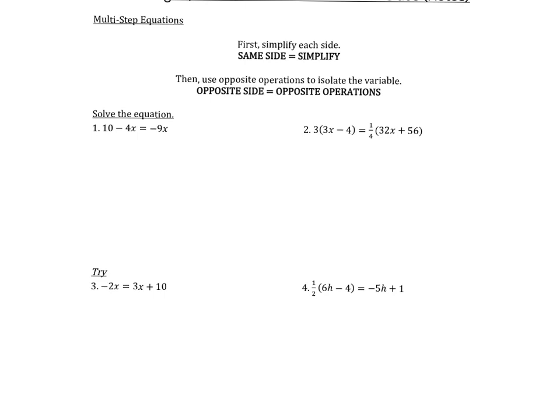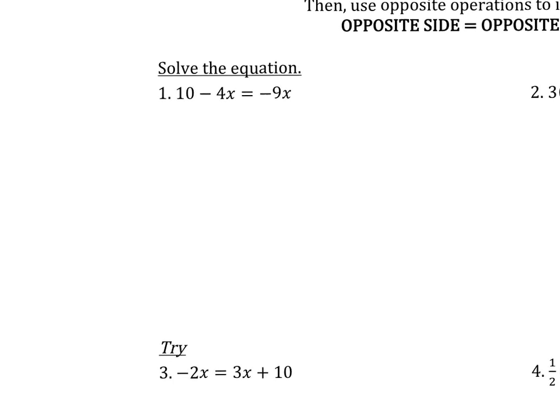We have to pay attention because we're going to be moving variables around, we're going to be moving numbers around, and we have to pay attention. Are they on the same side of the equal sign and we just need to simplify? Or are they on opposite sides of the equal sign and we need to do opposite operations, okay? So let's take the problems one by one here.